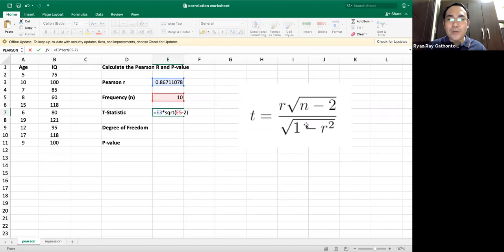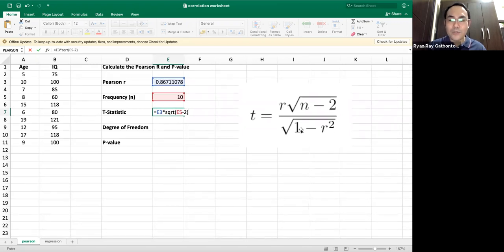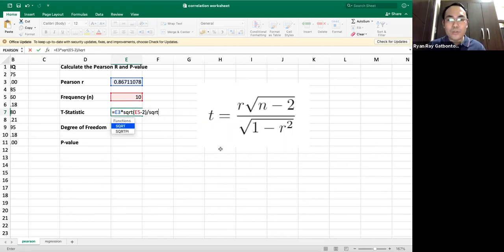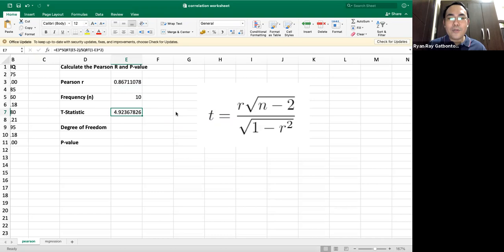Now we will continue with the lower part by dividing it. So we put a slash, which signifies division, divided by this part. To get this, we type the square root of 1 minus R, and then use this symbol to raise your R value to 2, or to make it a squared value, and close parentheses. Once you're done with the formula, just press enter, and you will get this value.